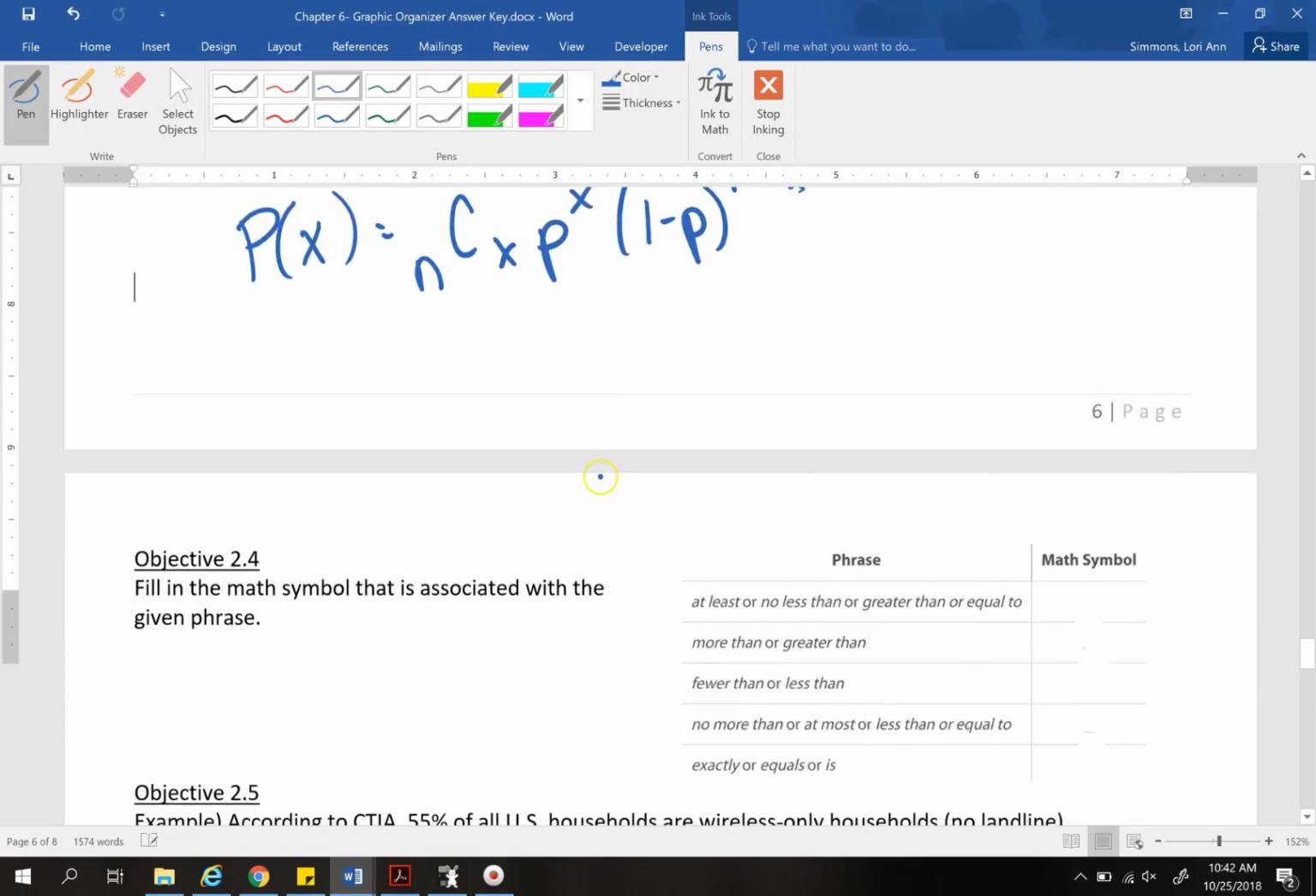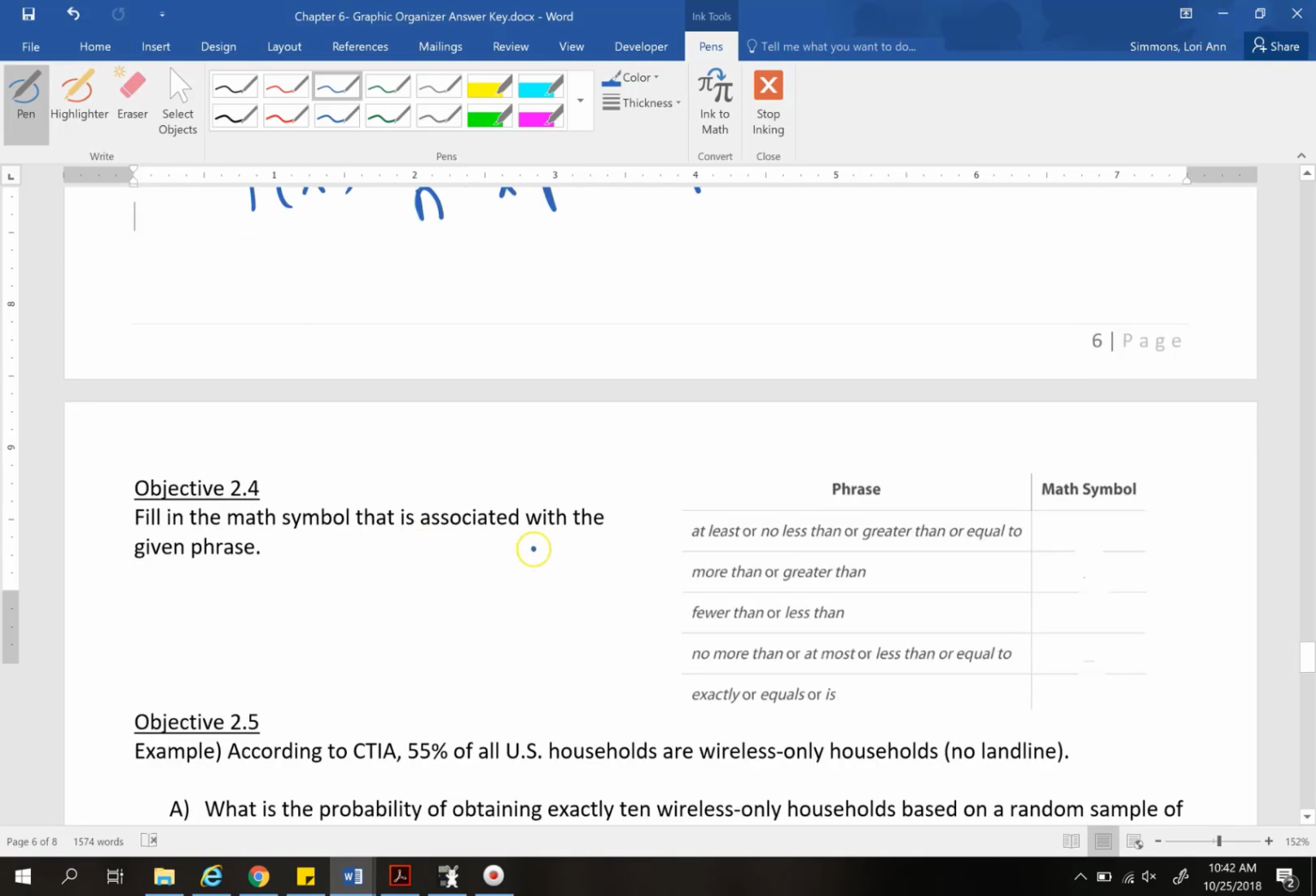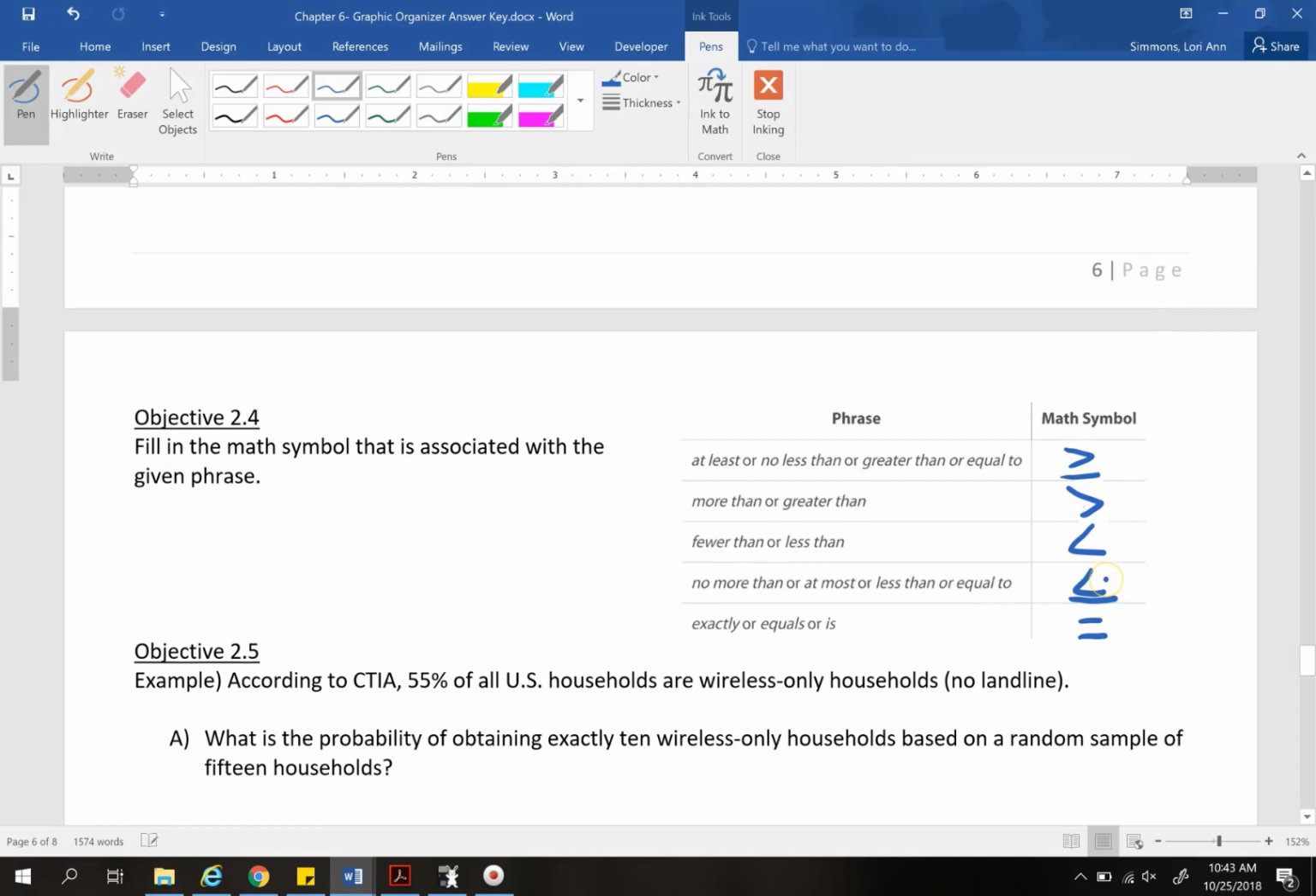So before we get into that, let's get into some math symbols. I'd like you to read these phrases and probably put the corresponding math symbol in there. Pause the video and try that. Okay, so the first one should be greater than or equal to. Next one should be greater than, less than or equal to, and then equal. So these will be some keywords you can look to determine which symbol you're going to use.